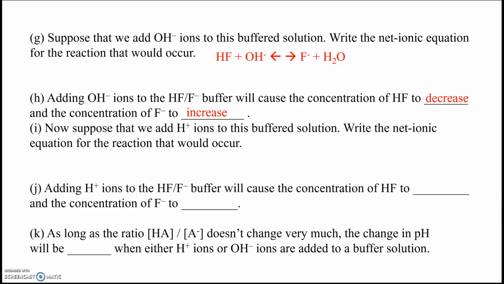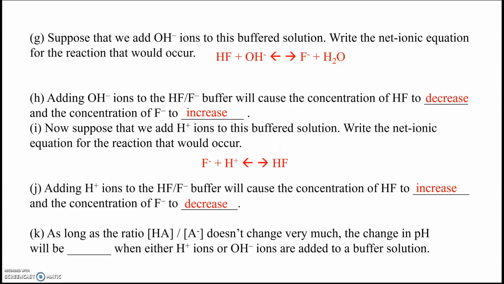Now, suppose we add H plus ions to this buffered solution. We want to write another net ionic equation. So now, if I have F minus plus hydronium, that's going to form HF. So adding H plus ions to this is going to shift our equilibrium to the right. HF will increase and F minus will decrease.